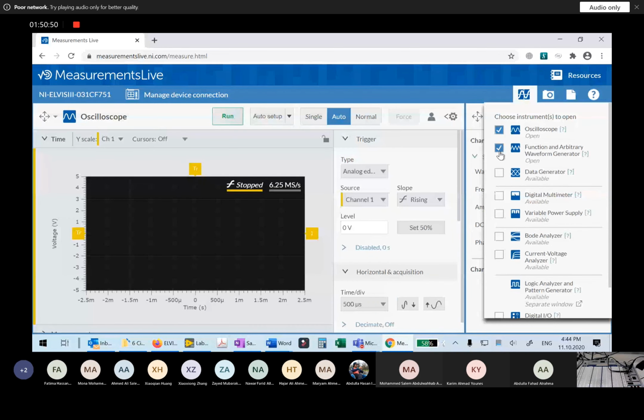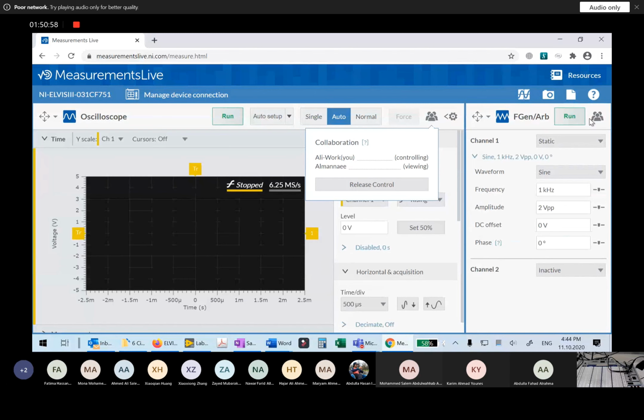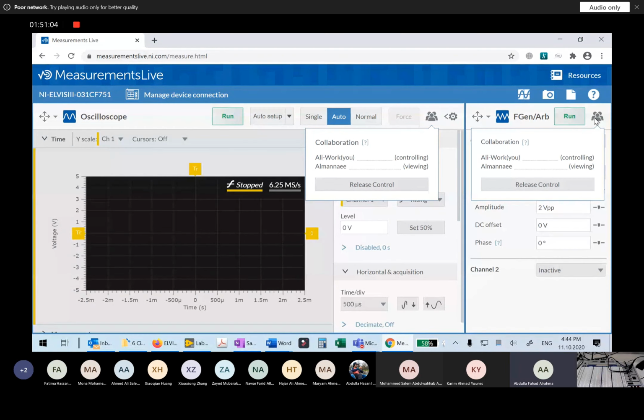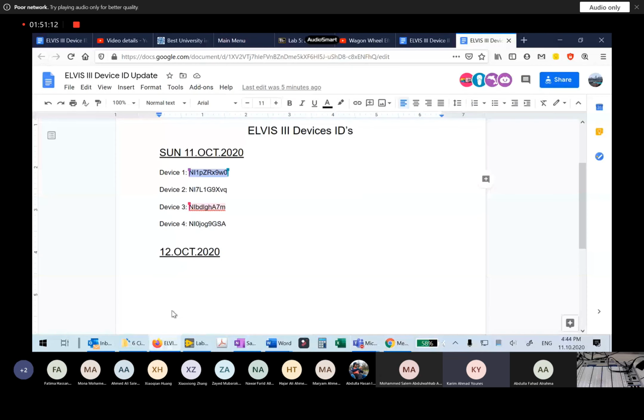Okay, guys? Alright, very nice. So Manai is viewing both of them. Right? Doctor, I cannot access it. What does it show on your side? It's giving me invalid device ID. I have updated the ID.